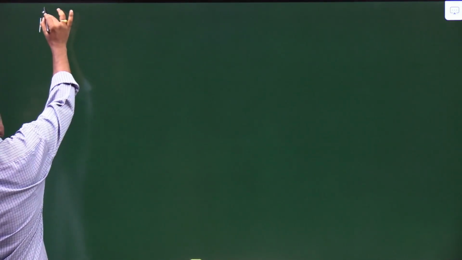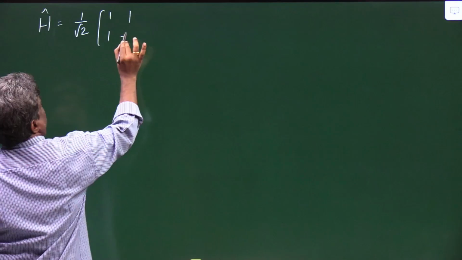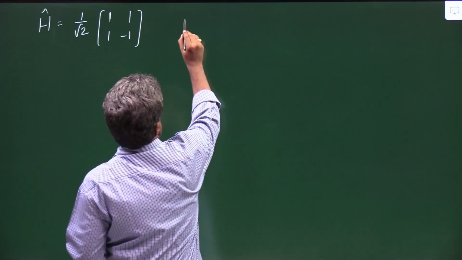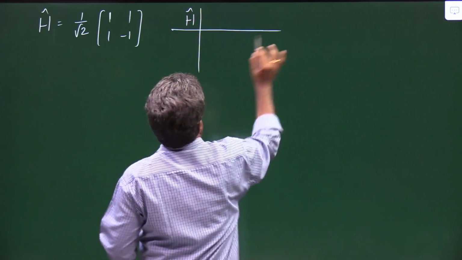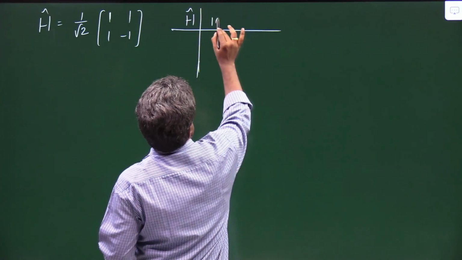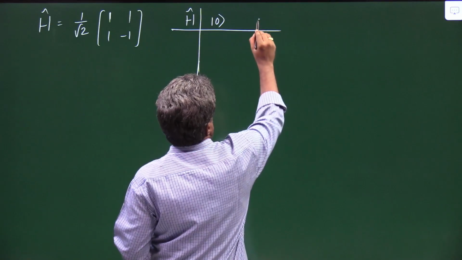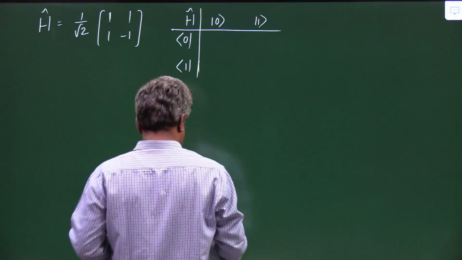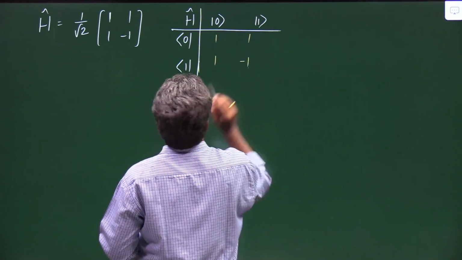Now it's very simple. Here we have the Hadamard operator. The Hadamard operator is 1 over root 2, times the matrix 1 1 1 minus 1. First write the matrix representation. Whenever you are writing the matrix representation, you need the basis. Here my input and output bases are the computational basis, 0 1 and also 0 1. So let me write this matrix 1 1 1 minus 1.